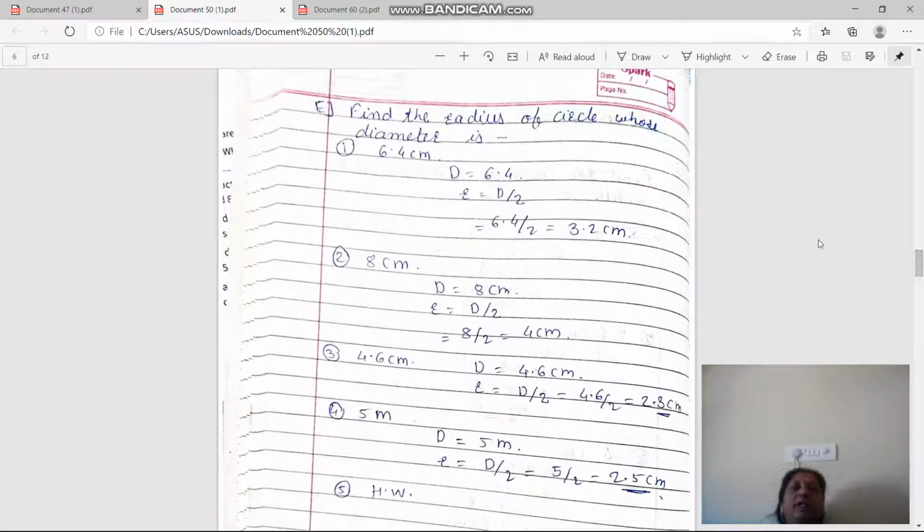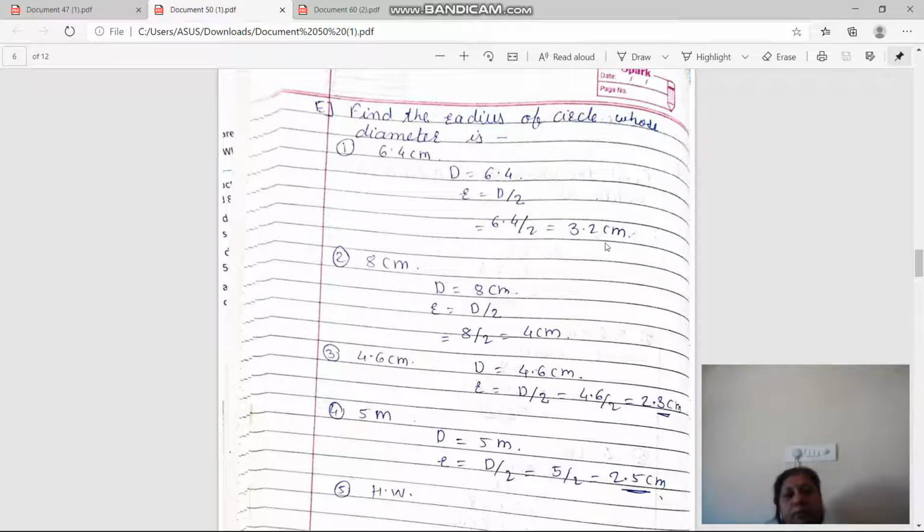See, find the radius of a circle whose diameter is given. Now diameter is given and we have to find the radius. So we have to know that radius is half of the diameter. See here, diameter is 6.4. R for radius, so radius is equal to D upon 2, that is 6.4 divided by 2.